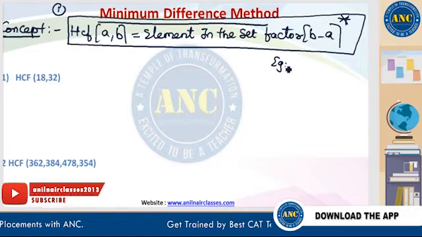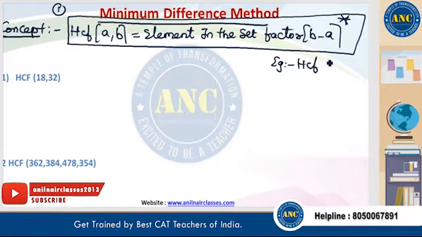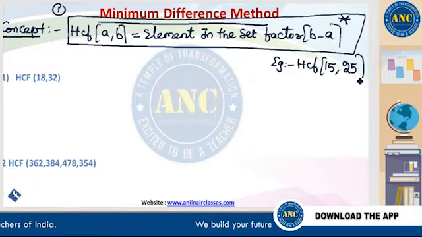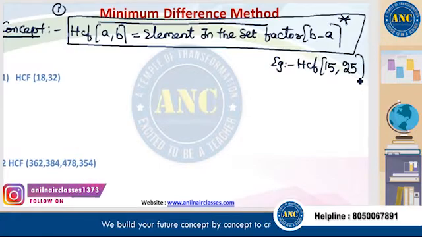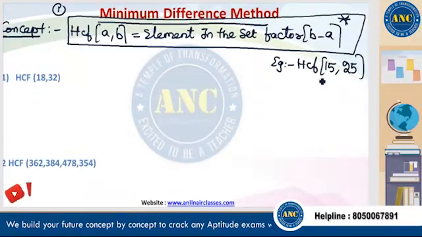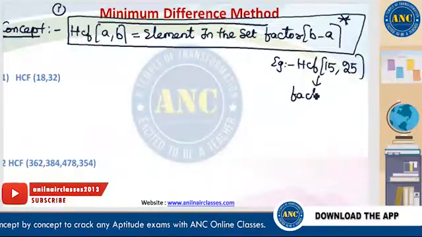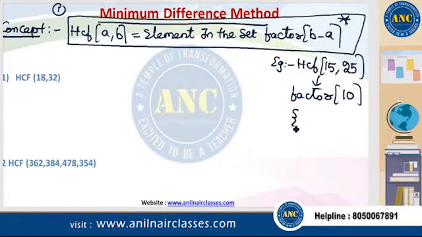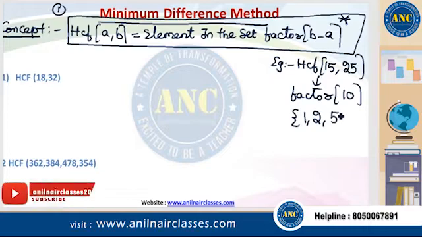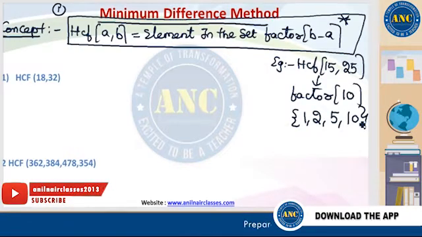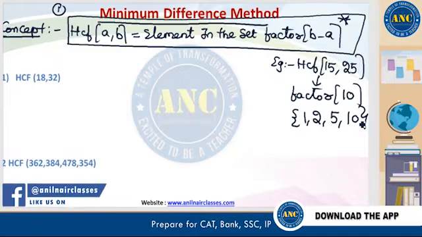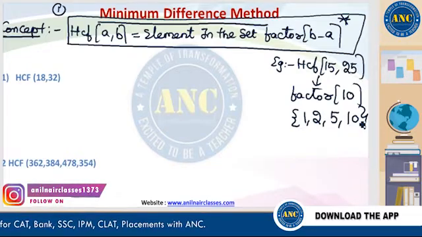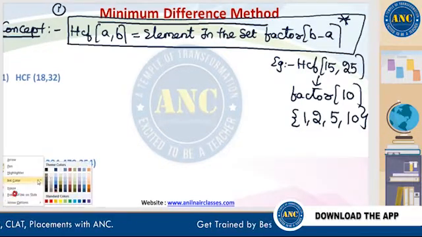For example, HCF of 15, 25. What is he saying? HCF of any two numbers is an element in the set factor of B minus A. What is the factor of 25 minus 15? 10. What are the factors of 10? Factors of 10 are 1, 2, 5 and 10. He is telling that the HCF of 15, 25 is an element in the set 1, 2, 5, 10.